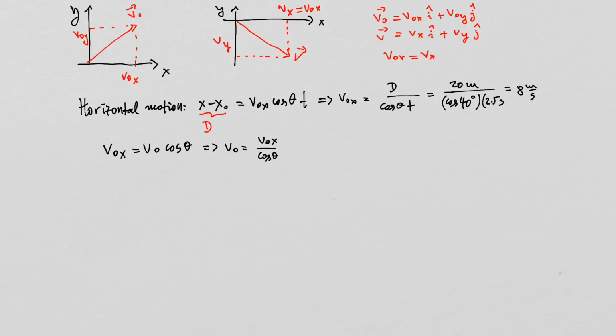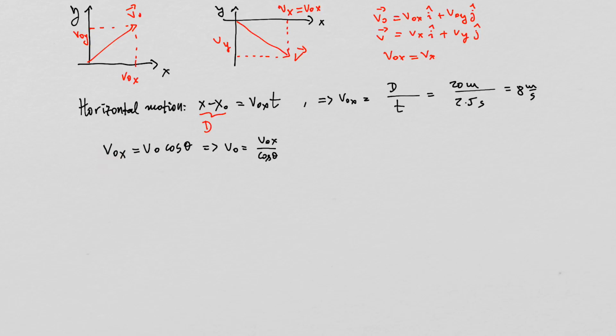I want to say that I made a mistake in the previous calculation right here. This does not contain cosine of theta. It is simply v0x times t. And so from here, v0x will be equal to d divided by t. So let's fix that. Divided by t, and then here we have 20 divided by 2.5 seconds, and the result is correct. It's 8 meters per second.